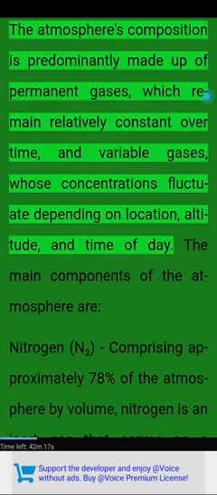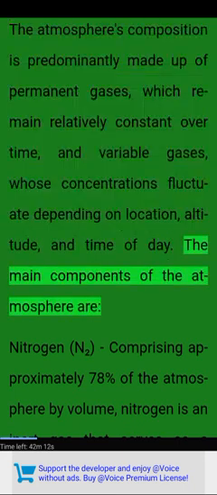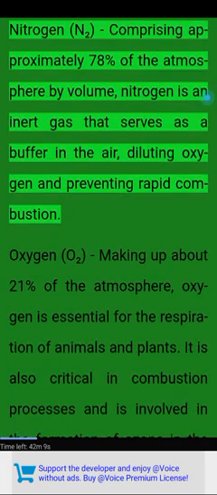Composition of the atmosphere. The atmosphere's composition is predominantly made up of permanent gases, which remain relatively constant over time, and variable gases, whose concentrations fluctuate depending on location, altitude, and time of day. The main components of the atmosphere are nitrogen, N, comprising approximately 78% of the atmosphere by volume. Nitrogen is an inert gas that serves as a buffer in the air, diluting oxygen and preventing rapid combustion.